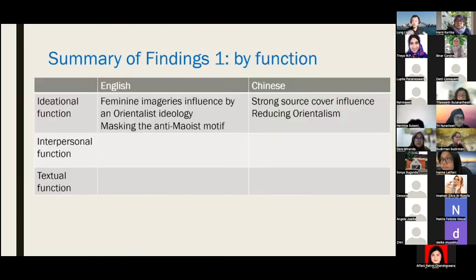Okay, next up, I will summarize the findings by function. So within the ideational function, we find that the English covers present feminine imageries, which are influenced by an Orientalist ideology. And this may be a strategy to promote the book, but at the same time, it masks important motif of anti-Maoist ideology. The Chinese covers show strong English source cover influence, but at the same time have reduced the influence of Orientalism.